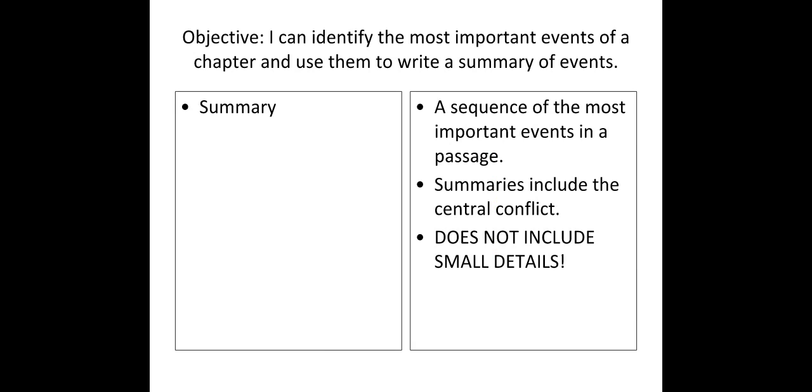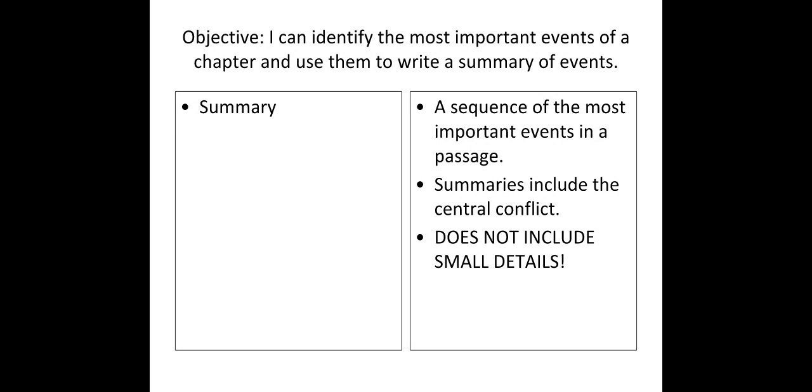You're going to write on the left side, summary, and on the right side, that a summary is a sequence of the most important events in a passage. Summaries also include the central conflict of the passage. Conflict is the problem. Conflict is the issue that drives the plot. It's what the character is trying to solve.